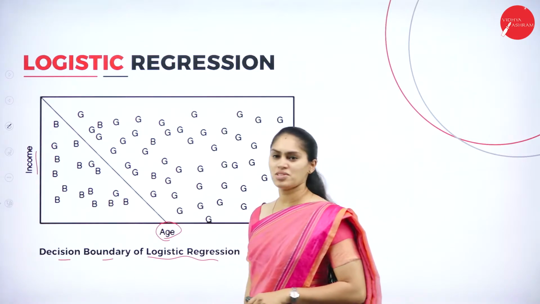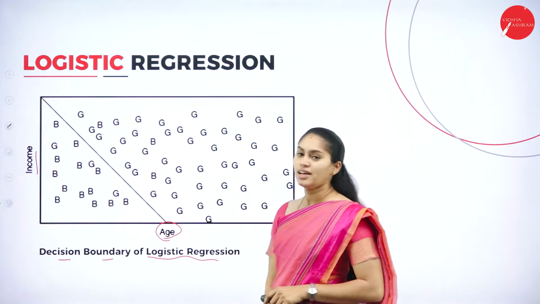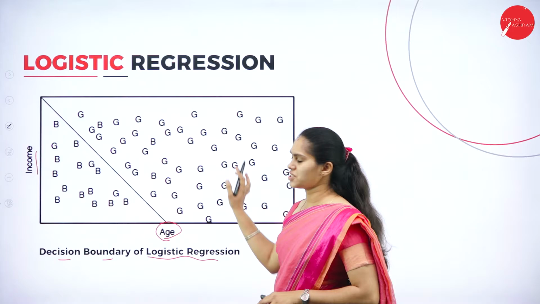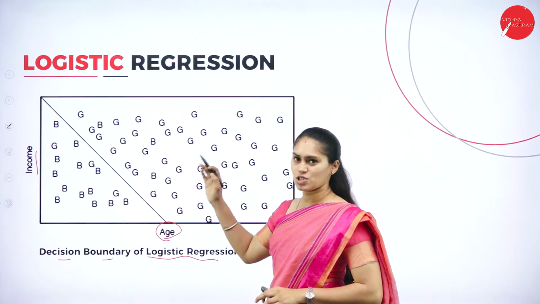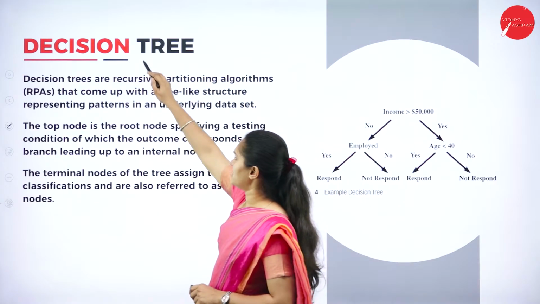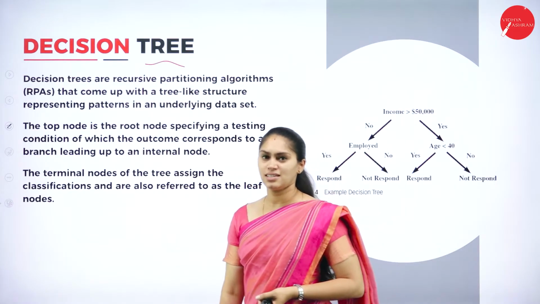So these are the problems we are supposed to face when it comes to logistic regression. And we are going to group all the values of a similar variable and of continuous target variables. So now we'll see about the decision tree. The next topic is the decision tree.